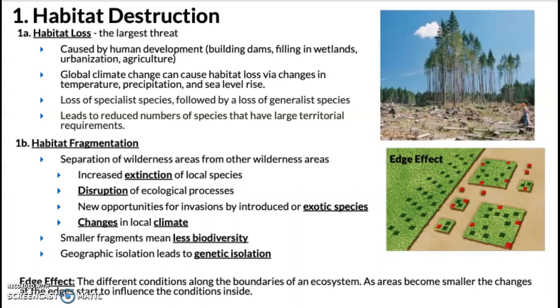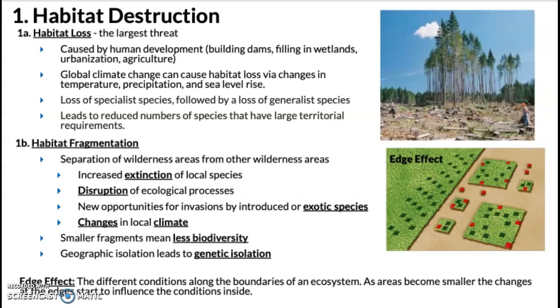Global climate change can cause habitat loss as we have changes in temperature and precipitation to habitats. Organisms may no longer be able to live there. Same for sea level rise. Habitats may be lost due to the rising sea.